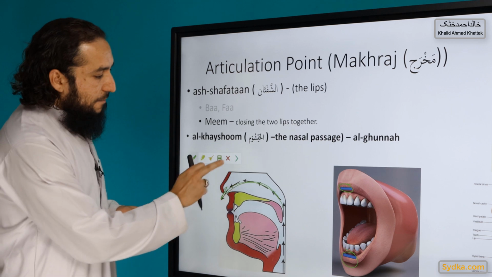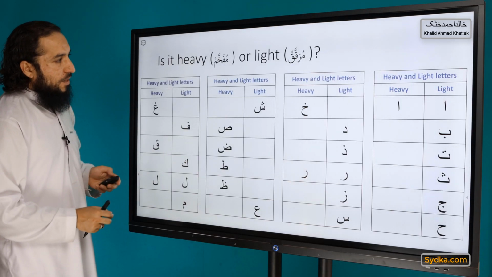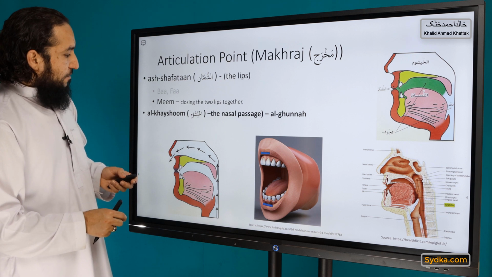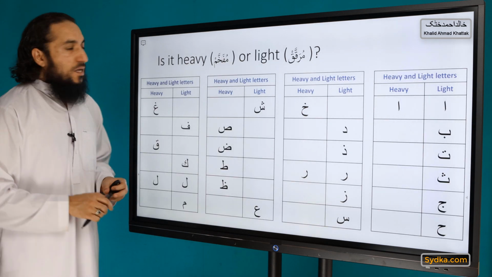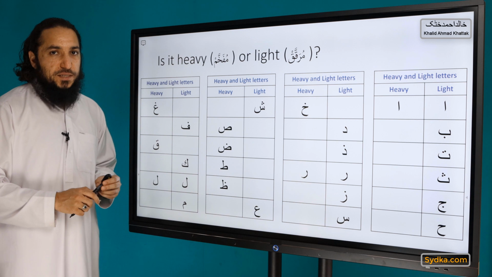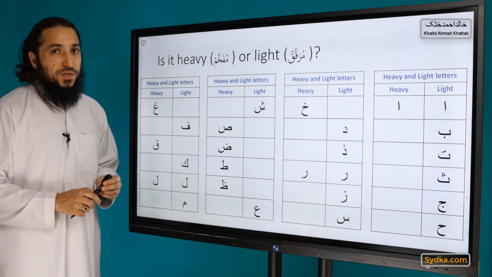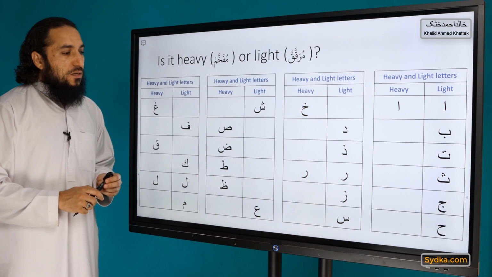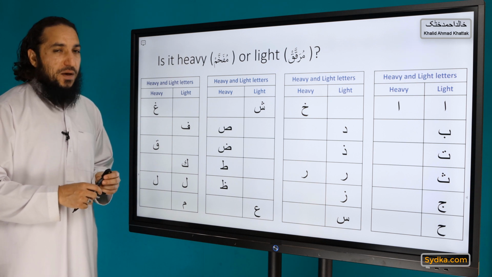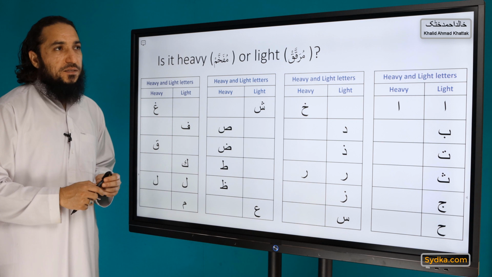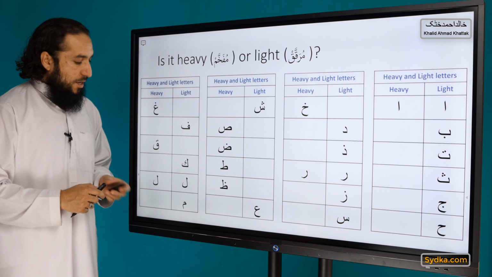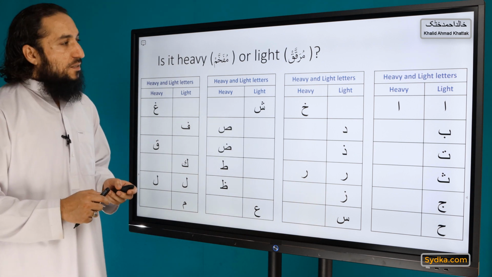Next one is, so is it a heavy or light letter? It is one of the light letters, because when we are pronouncing it, our mouth or the lips remain flat. For example, Meem, Meem. Okay, so it's one of the light letters.